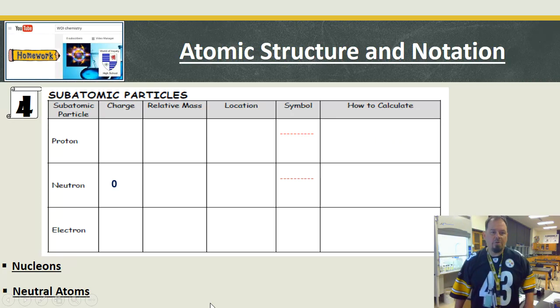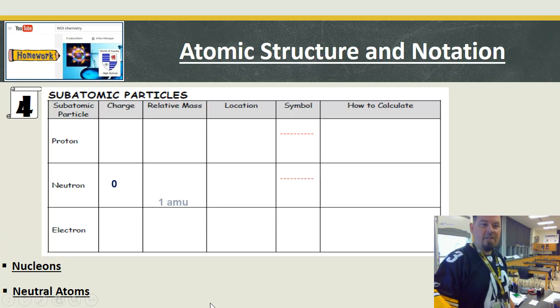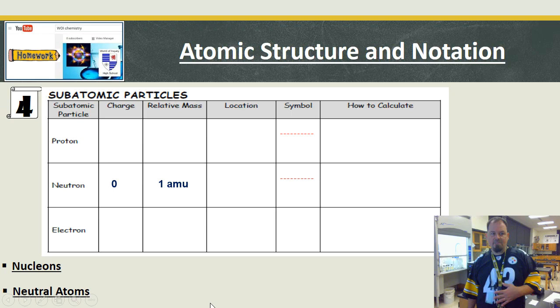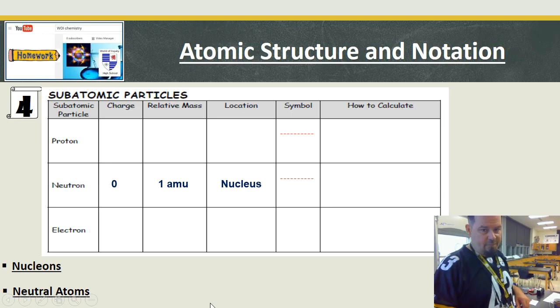Okay. Neutrons have a charge of 0, but they do have that same mass. So they have something similar to protons. They have a mass of 1, and they're located in the nucleus, but they're lacking that charge. So they're not quite the same thing. They are different. Okay.